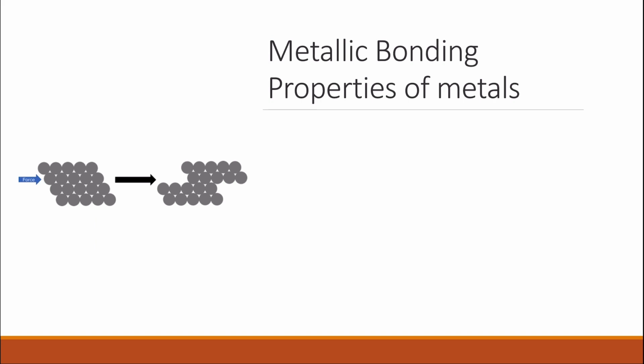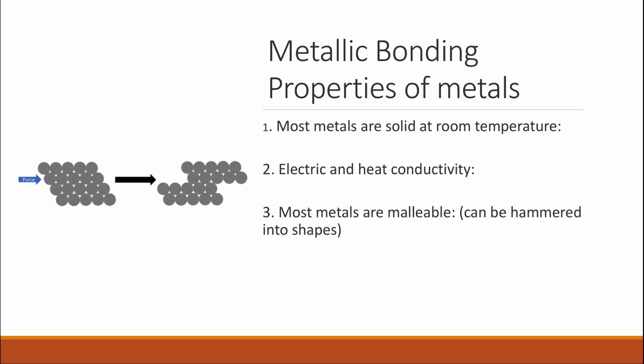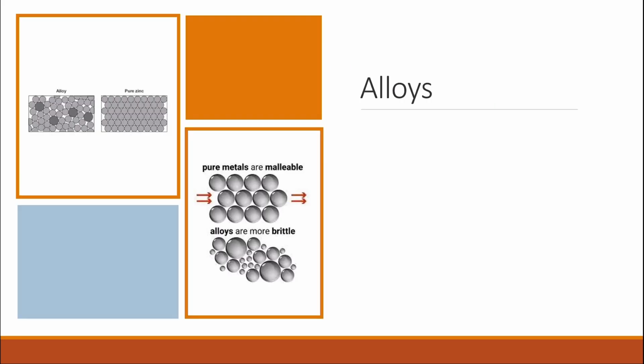Because of the delocalized electrons and the strong electrostatic interaction, metals have very unique properties as well. Most metals are solid at room temperature because of the strong electrostatic interaction between the positively charged ions and the delocalized electrons. They can conduct heat and electricity because of the delocalized electrons, which can carry the electric and heat waves. Most metals are malleable and can be hammered into shapes because the layers of the metal can easily slide past each other, as we can see here, so they can easily be hammered into shape.